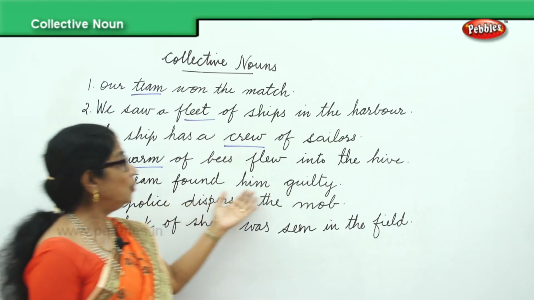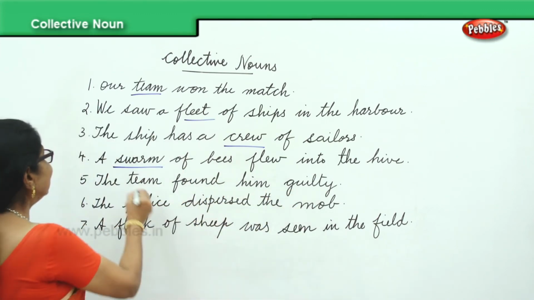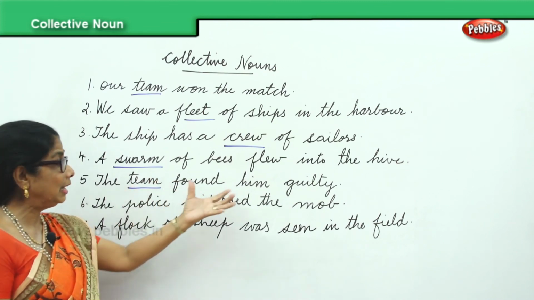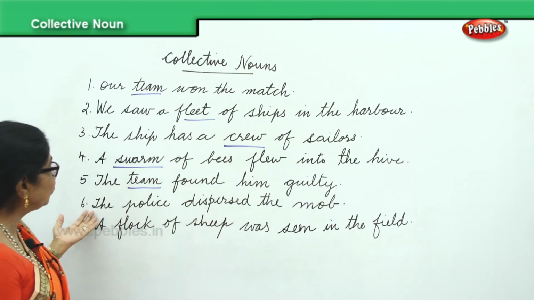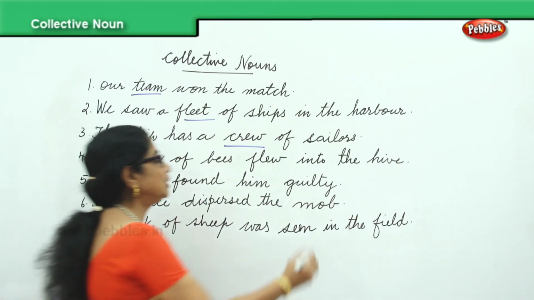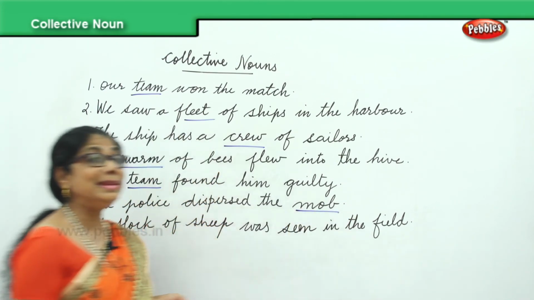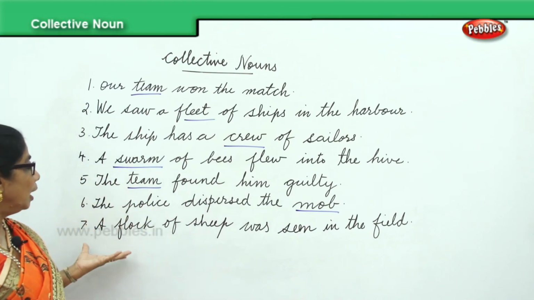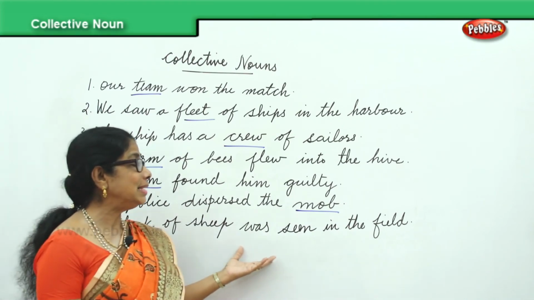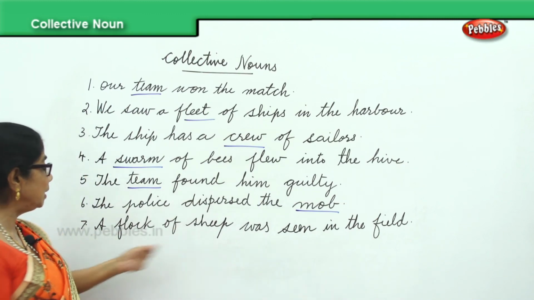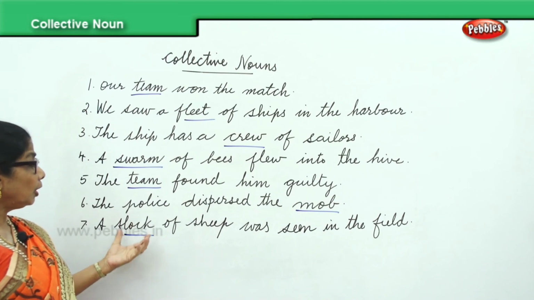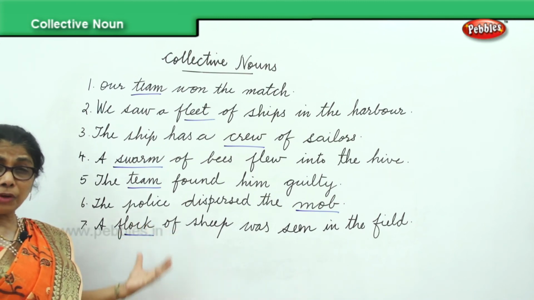The team found him guilty. Again, there was a team there. The team found the person guilty of whatever he did. The police dispersed the mob. Mob is a collective noun for a group of people. Now, a flock of sheep was seen in the field. A number of sheep together, you say flock. We can say a flock of birds, a flock of sheep.